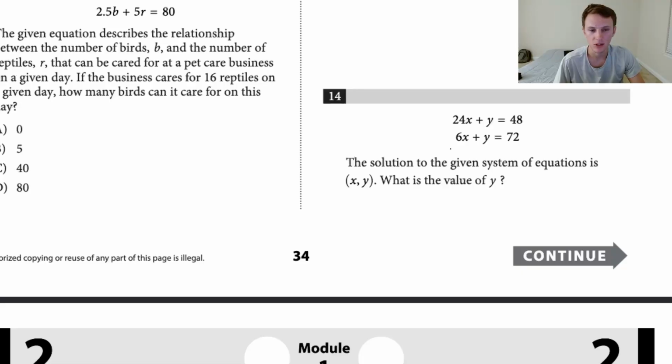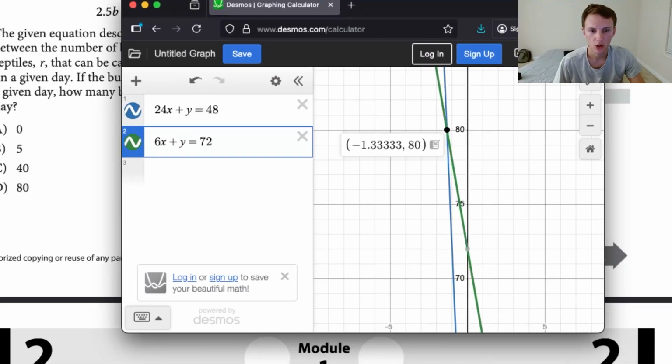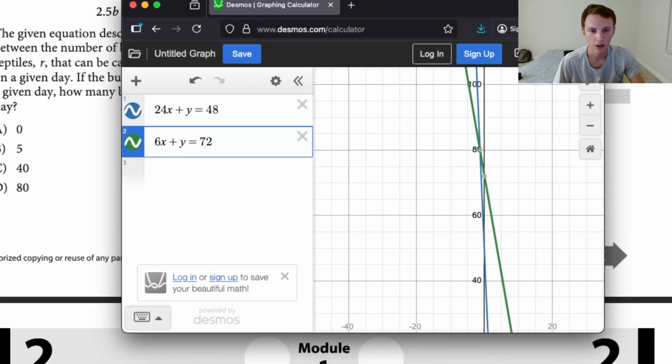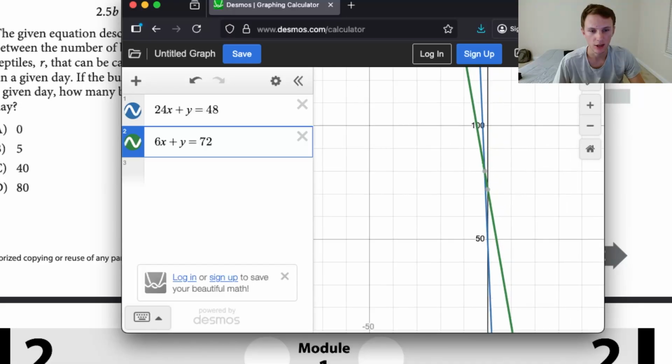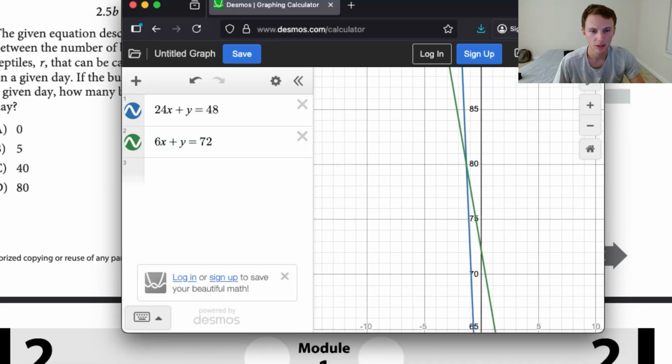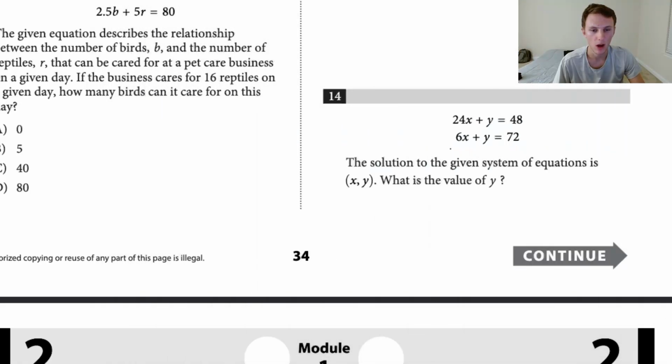So I've already typed it in. I'm going to pull it up over here. So we have these two lines. I'll zoom out, and we have to look at where they intersect. So if we zoom in, they basically intersect here at negative 1.333, comma 80. The question asks for y, so the answer is just going to be 80.